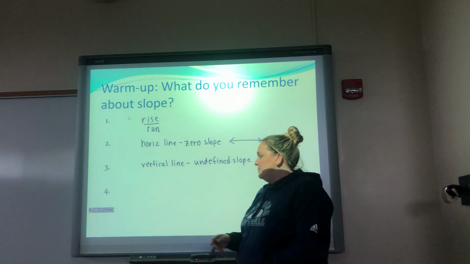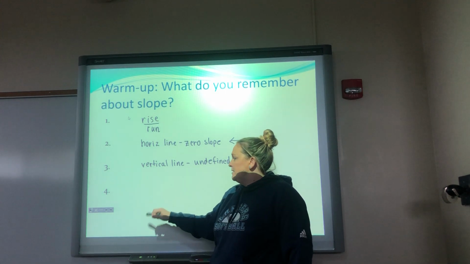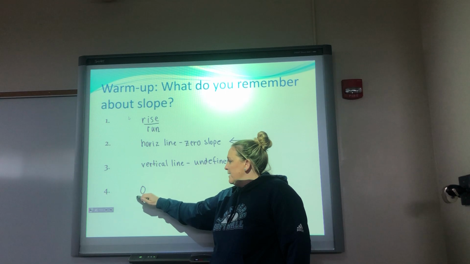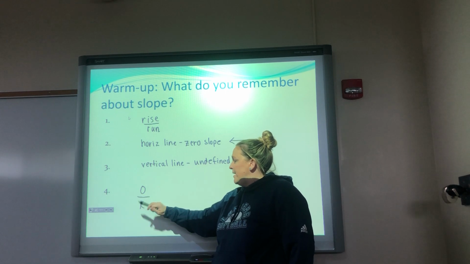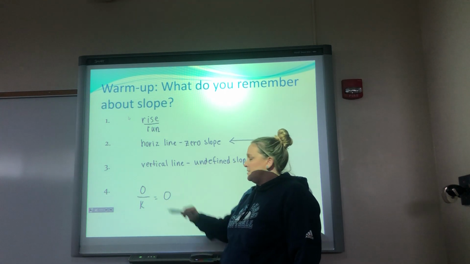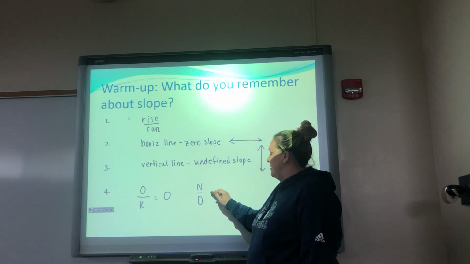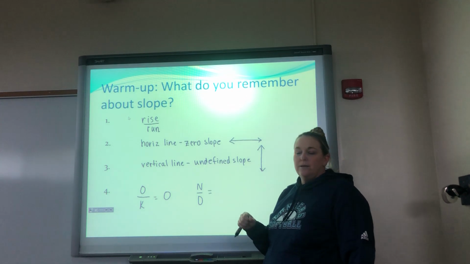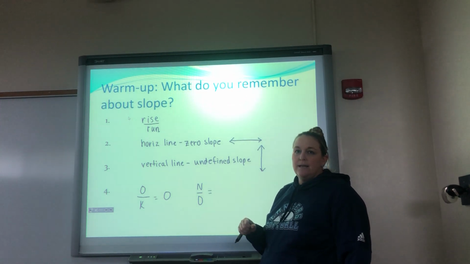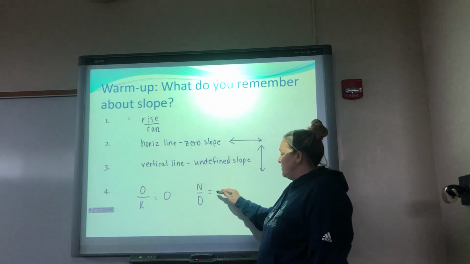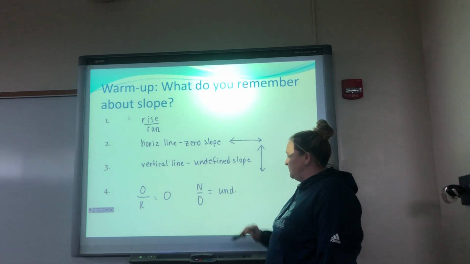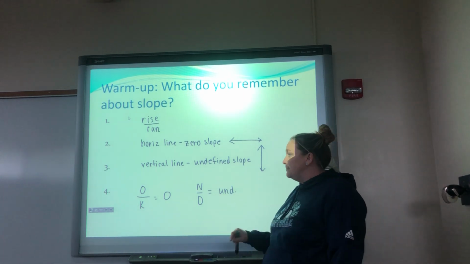And then you might remember if you get a 0 on the top, like if it's a 0 and then a number down here, we said that was okay and the slope is 0. And we said if you get a 0 on the bottom, and actually your calculators would say, what did that say? Error. And this would be an undefined slope. You cannot divide by 0.